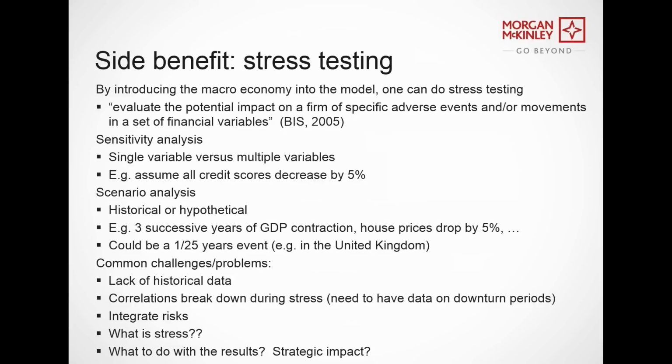Or we can also do a sensitivity stress test at level 1, when we assume that our application or behavioral scores are going to drop by 5%. Or we can also do a sensitivity stress test at level 2, when we assume that all PDs are going to increase by 10%. We can also do scenario analysis, hypothetical or historical, or we could mimic a 1 out of 25 years event. There seems to be more and more consensus in the industry nowadays that a stress scenario corresponds to a 1 out of 25 years event.